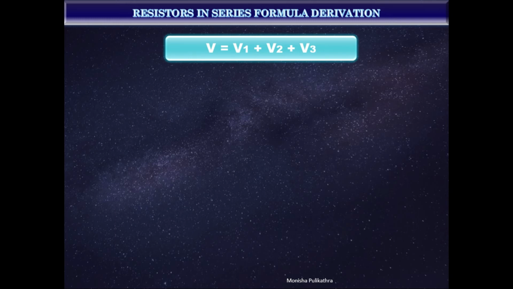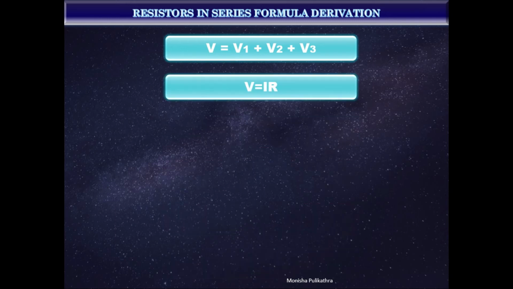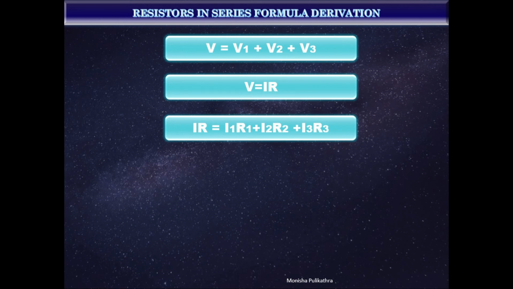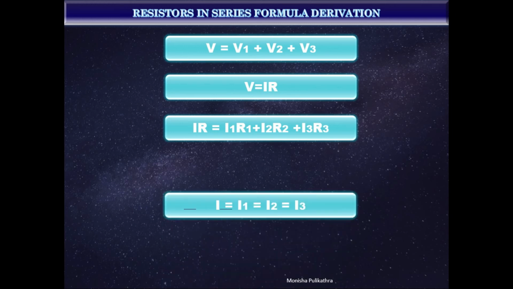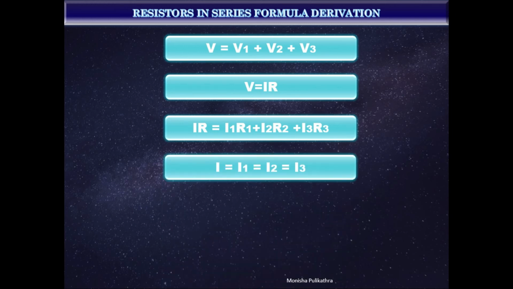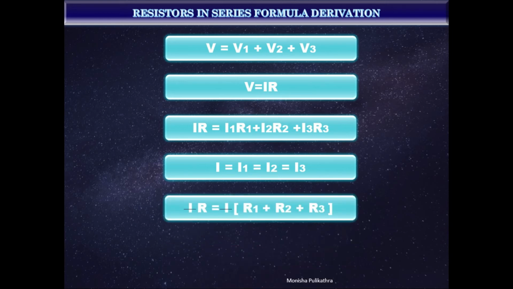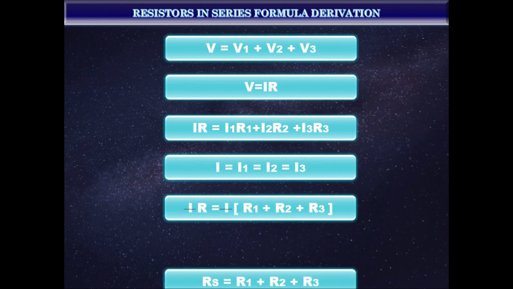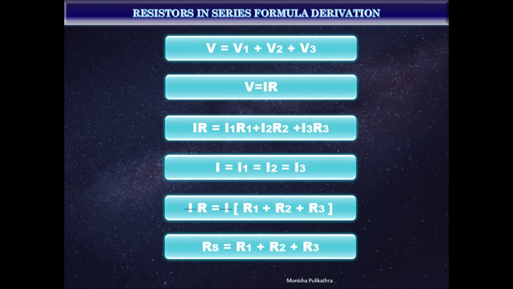But we know from Ohm's law that V is equal to IR. If V is equal to IR, then V1 is equal to I1 R1, V2 is equal to I2 R2 and V3 is equal to I3 R3. But since the current flowing through each of the resistors is the same, I is equal to I1, I is equal to I2 and I is also equal to I3. Then we can take I common here. If I is common, it will cancel out. So the formula derivation for resistors in series is Rs is equal to R1 plus R2 plus R3.